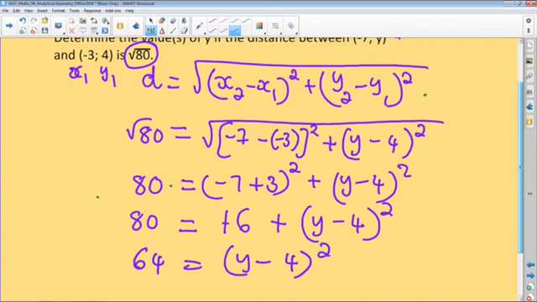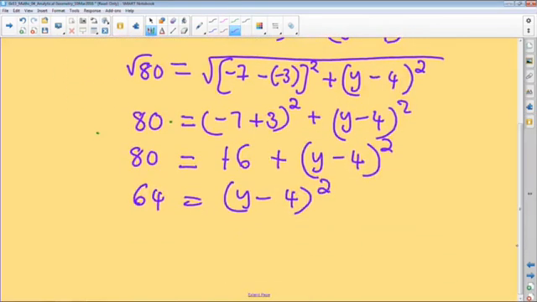Then it's either you multiply out your y minus 4 all squared and factorize the trinomial and so forth, or you take this across, then you've got 80 minus 16, so 64 is y minus 4 all squared. And then how do you remove that square? You are going to take the square root on both sides. Now remember, when you take the square root on both sides, you must give plus or minus.